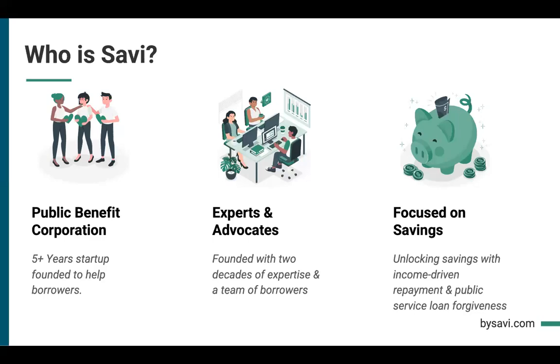Not only do we help with forgiveness, but we also help with unlocking additional savings through things like income-driven repayment plans. And really the goal there is to minimize your monthly payment and maximize that forgiveness. We're a registered public benefit corporation, which means it exists in our mission and charter to serve the public benefit. And that's exactly why we do things like this here today.